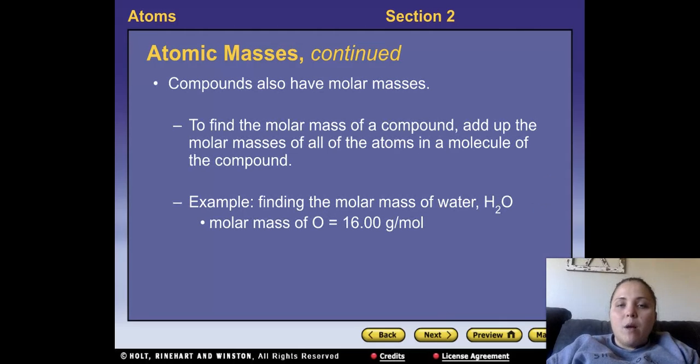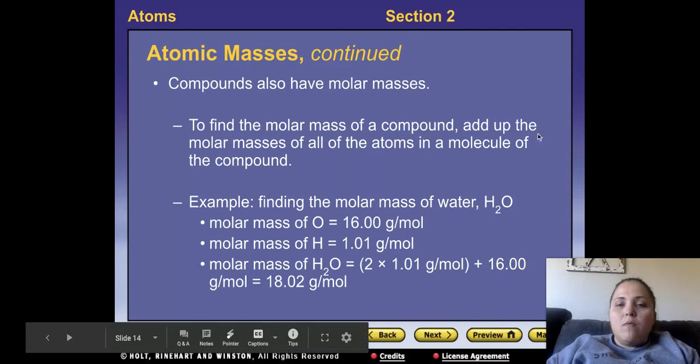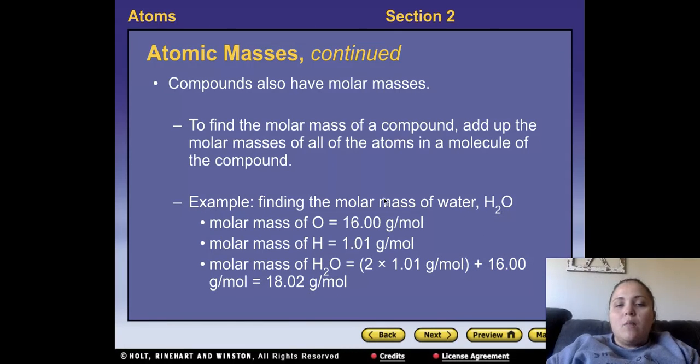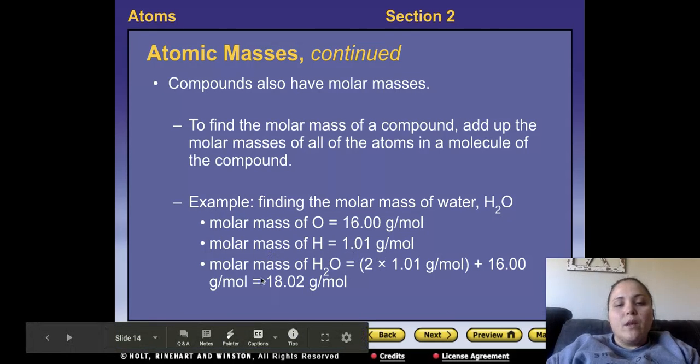Compounds also have molar masses, so you can add up the molar mass of all the atoms in a molecule for the molar mass of the compound. Like H2O, 2 hydrogens and 1 oxygen: the molar mass of oxygen is 16, the molar mass of hydrogen is 1.01, and then add all of that up. So 2 hydrogens and 1 oxygen added up, you would have a total of 18.02 grams per mole.